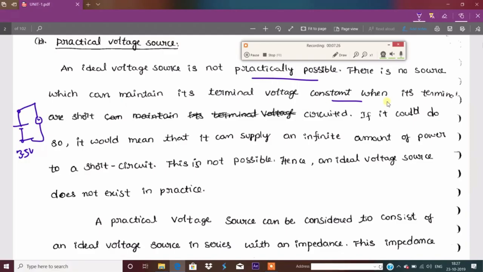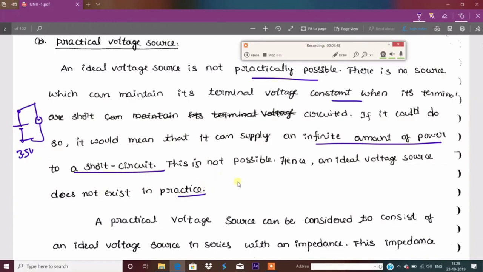Next, when terminals are short circuited, it would mean that it can supply infinity amount of power to the short circuit. In the practical voltage source, it is not possible, hence ideal voltage sources do not exist.